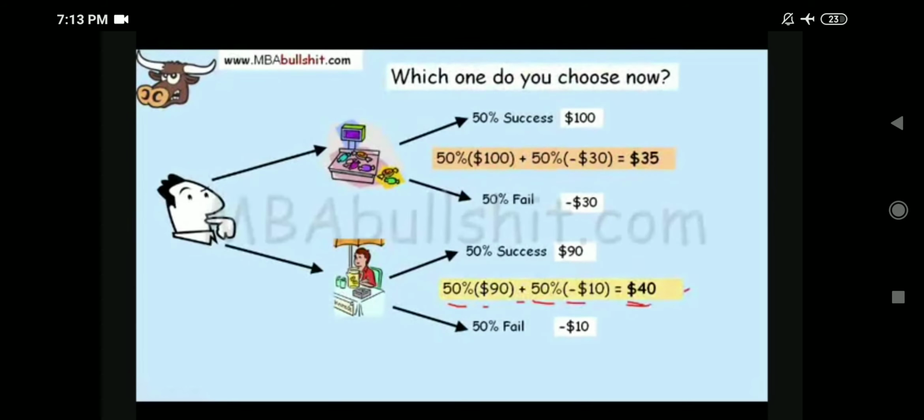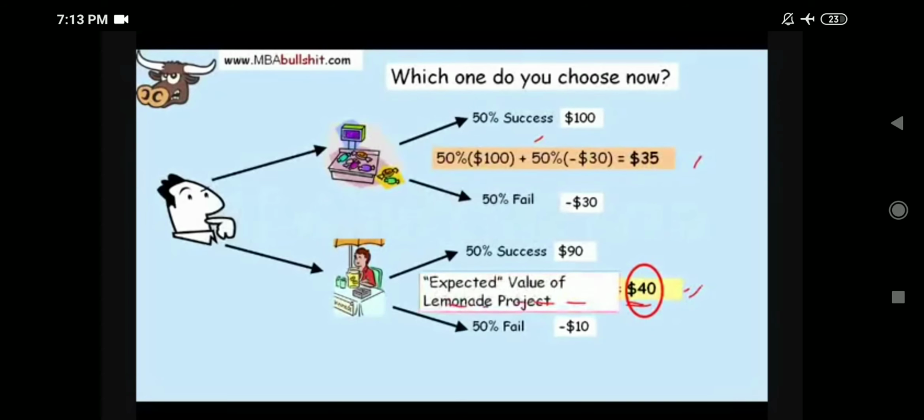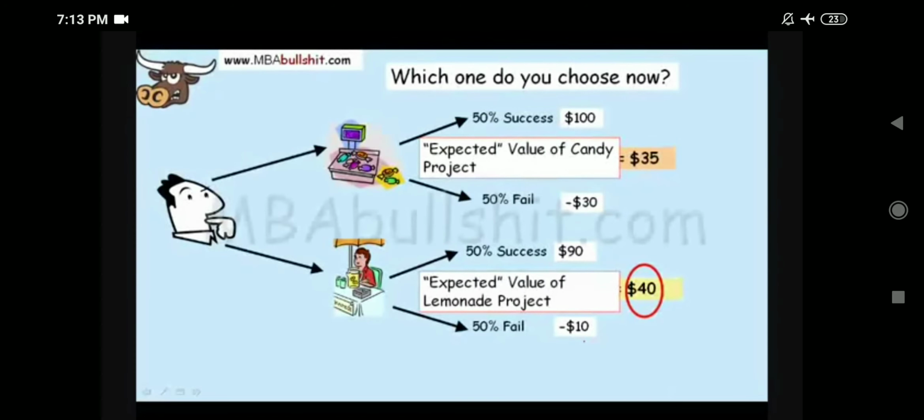So now, which one would you choose? Would you choose the $35 or would you choose the $40? Obviously, you would choose the $40. And this $40 is what we call the expected value of the lemonade project, and the expected value of the candy project is $35. Since we're choosing a business, we choose the one with the bigger expected value.